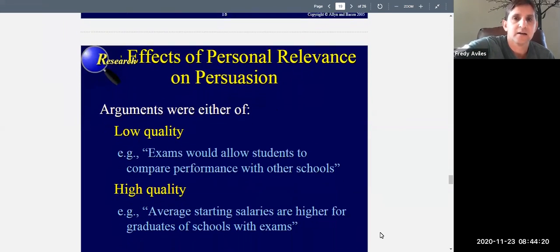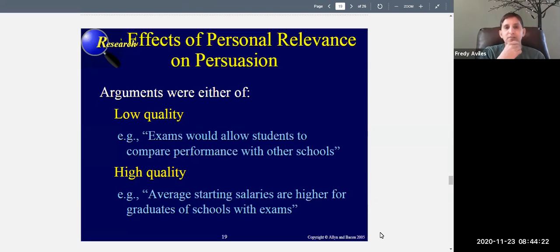Let's keep going. Now, the exams, remember, were either of low quality or high quality. I mean, not the exams, the argument for the exams. So a low quality argument would be something like, well, the exams would allow you to compare your performance, the school's performance, with that of other schools. So we can see how the school's doing, right? How are we doing compared to UCLA or to USC, right? We can compare our school with other schools. That's a low quality argument.